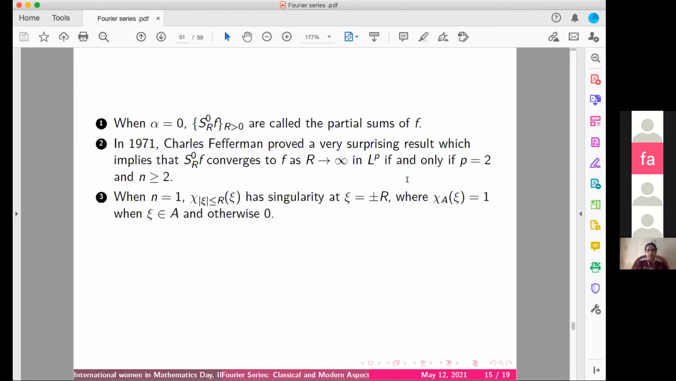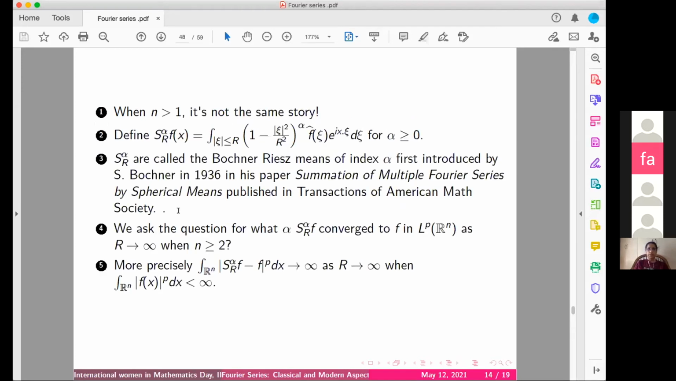And let us just try to see why it happened. So one way of looking at it is this: when n is equal to 1, you see here when we are considering these partial sums, as I told you, the regularity of this depends on this function here.